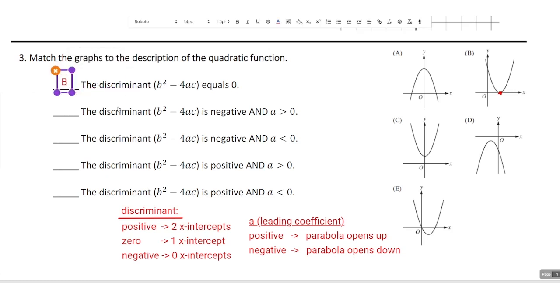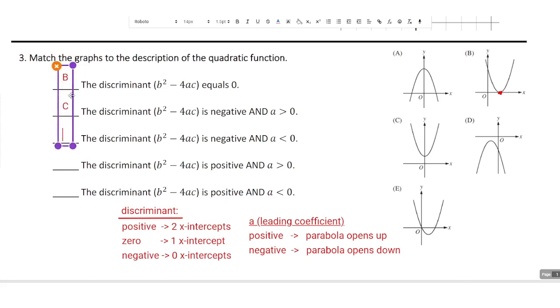The second one says that the discriminant is negative. Okay, that means that there's going to be no x-intercepts. So that could be either C or D. But it also says that the A value is positive, which means that the parabola is going to open up. And so that locks us into saying that this answer is going to be C.